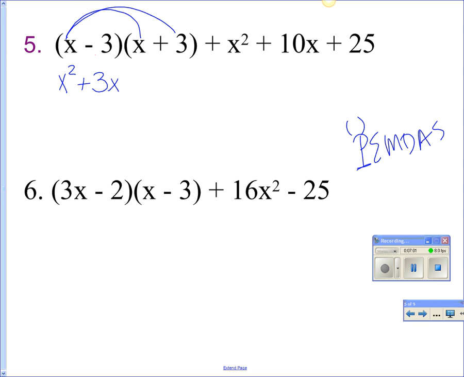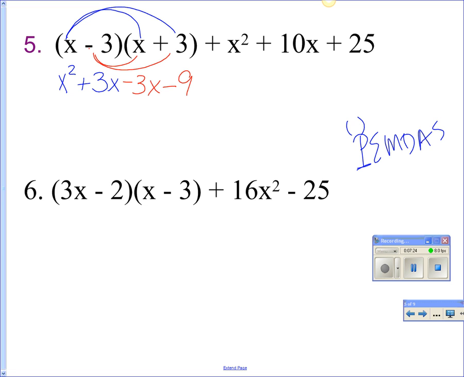Then I'm going to come down to the bottom. Negative 3 times x is negative 3x. And then negative 3 times positive 3. What's a negative times a positive? Negative. And what's 3 times 3? 9.